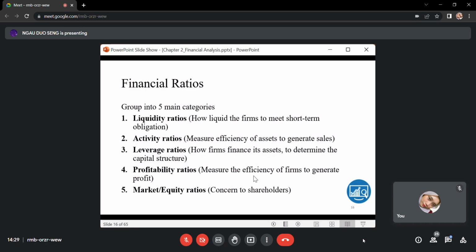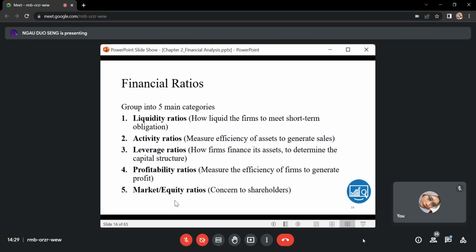Profitability ratio measures the efficiency of the firm to generate profit, right? Measure the efficiency of the firm to generate profit. Then we have how good lah, this one is how good the company generates profit.